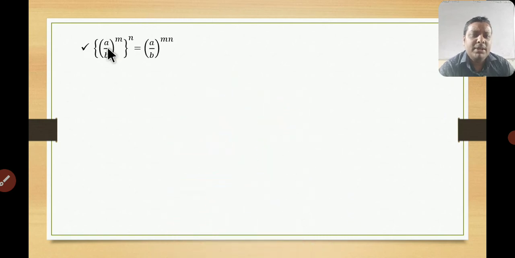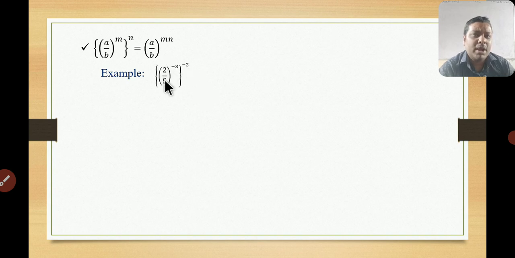If a by b has a power n, and then there is some more power on it, in that case we will write a single base, because only one base is given here, but the exponents are so many. In that case we will multiply all the exponents, m into n, that will be mn. Okay, so this is the law.